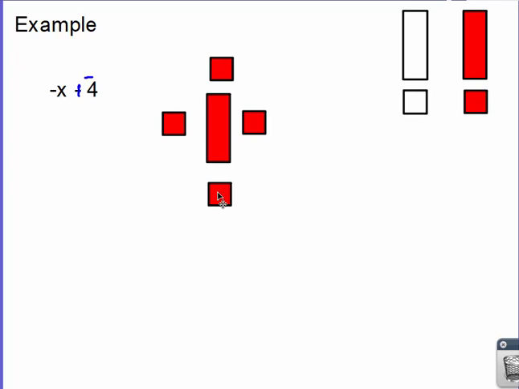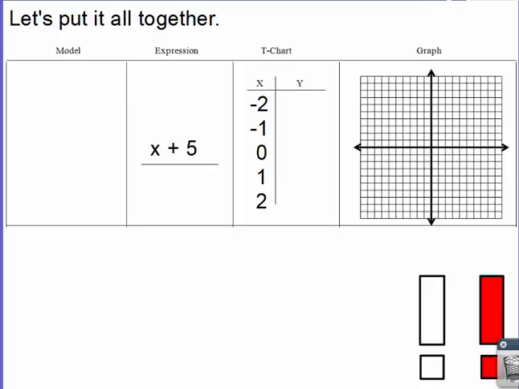Now, how does this all fit together? Well, what we're going to be doing is a little activity called BBOA, or putting all 4 building blocks together. The model with the expression, with the t-chart, and with the graph. So in this particular one, we have an expression. So the first thing we have to do is we've got to model it. So we've got x plus 5. So that's going to be 1 open long and 5 squares that are also open.